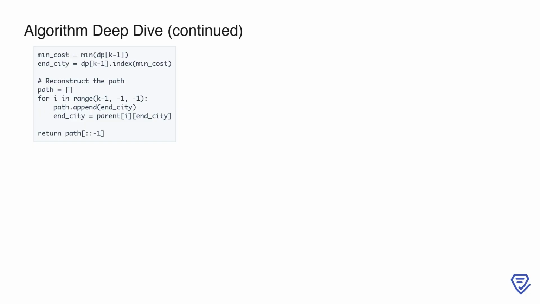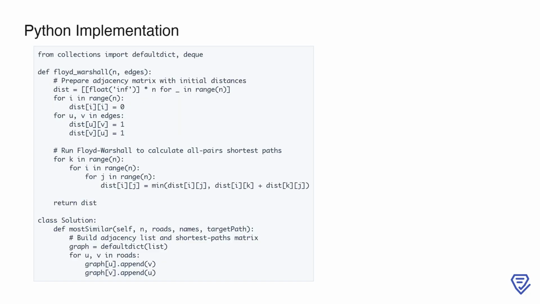The combination of dynamic programming for optimal cost calculation and the parent table for path reconstruction ensures that our algorithm is both efficient and easy to implement. The result is a path of length k that minimizes mismatches with the target path, solving the problem effectively within the given constraints. We begin by importing the necessary modules, such as defaultdict and deque, to help us manage the graph and perform various operations efficiently.